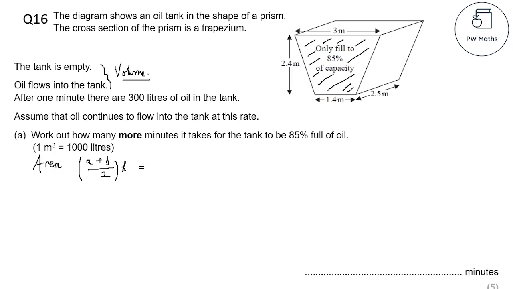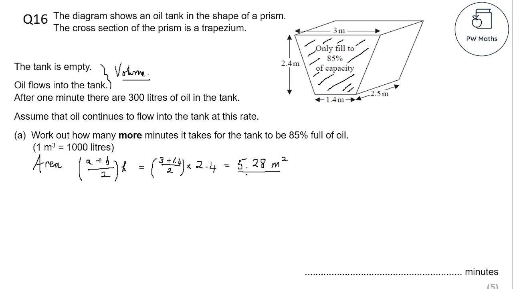So into the calculator to get the area, I'll do my a, 3, plus my b, 1.4, over 2, times by the vertical distance between them, 2.4. And I'll tap that in the calculator, 3 plus 1.4 divide 2 times 2.4, and the calculator says 5.28. Always nice to put the units. We've got meters, meters, meters, meters, everything's meters, so meters squared.